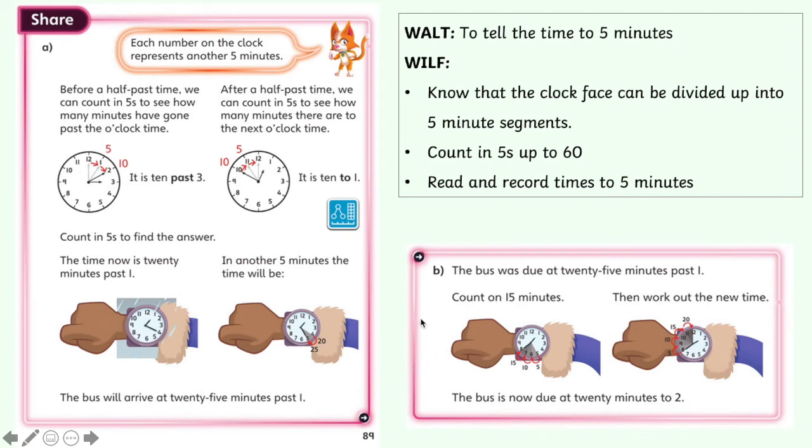What happens though if the bus is 15 minutes late? Let's just hop 15 minutes first. 5, 10, 15. So now we're on the number 8. And now we're ready to hop and see how many minutes to the next o'clock. 5, 10, 15, 20 minutes to the next o'clock will be 2 o'clock. So the time is 20 minutes to 2.